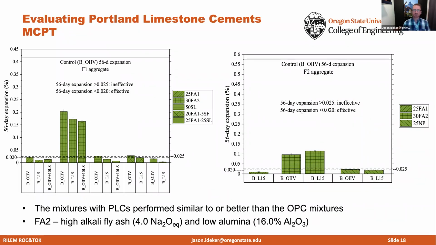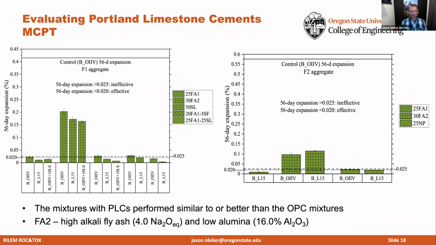We've also been doing some work recently on looking at how Portland limestone cements affect prevention methods. This was work done in that miniature concrete prism test. And what you can see is there's basically sets of 3 groupings of bars. The first bar in each grouping is a parent Portland cement without any limestone in it. The second is a 15% replacement of intergrround limestone. And the third bar is a 10% replacement of interblended limestone. So really the main takeaway from this is that the mixtures for Portland limestone cements really perform similar or even better than the parent Portland cement mixtures on their own.